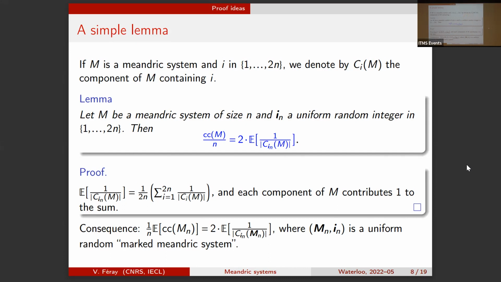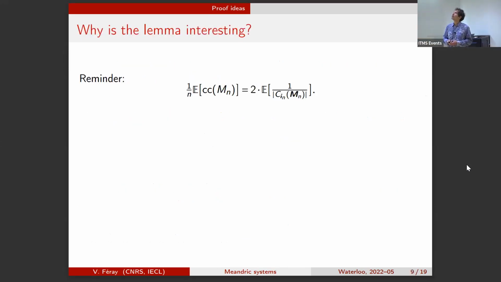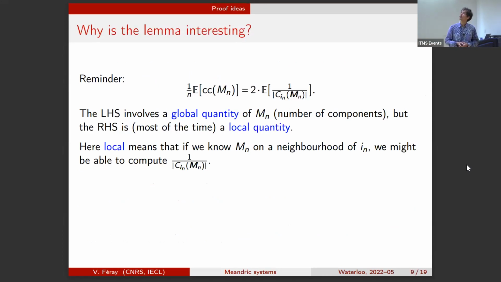And here on the right-hand side, I have some kind of double expectation. So it's just an expectation. But the difference is that now both M sub n and I sub n are taken at random, uniformly and independently from each other. So if you want, since I told you I want to think of I as one of the points in my meandric system, I have a random marked meandric system, okay? So why is that interesting?